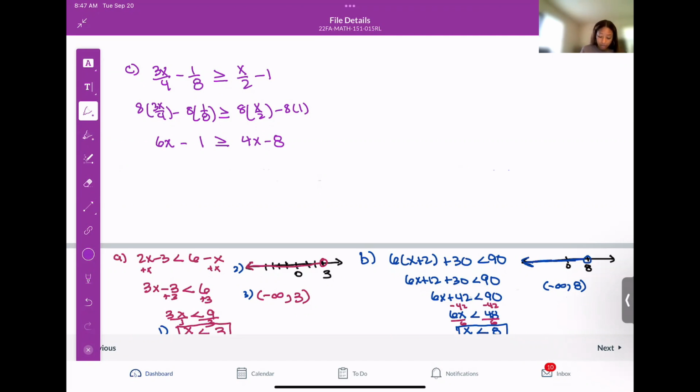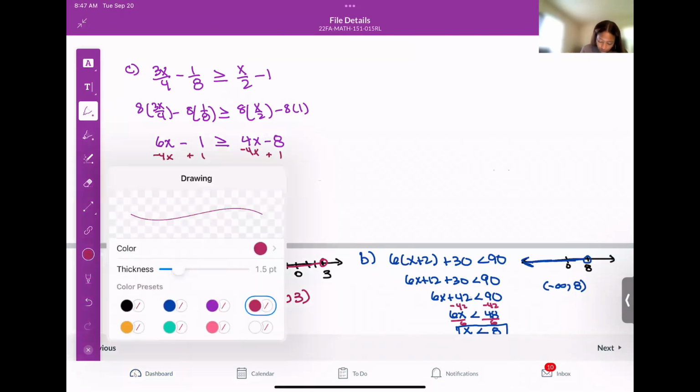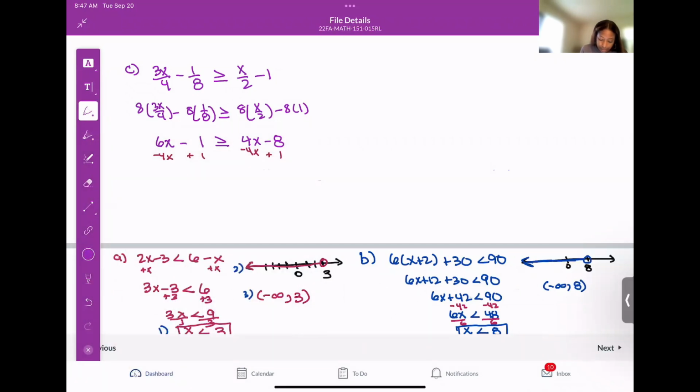We need all of the x's on one side and all of the constants on the other side. You can do this in 2 steps or 1. We can subtract the 4x's and then we can also add the 1. That's 2 different steps, but we're doing it at one time. You can do it either way, both at the same time or separately. So 6x minus 4x leaves us with 2x. The 1's cancel out on the left-hand side, so we have 2x greater than or equal to. The 4x's go away, and negative 8 plus 1 gives us negative 7.